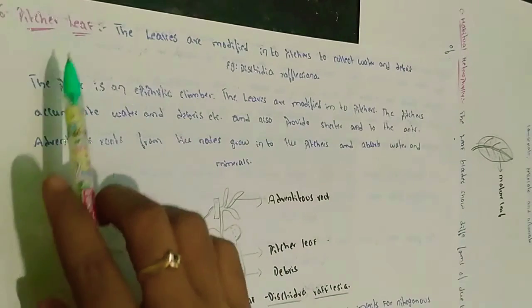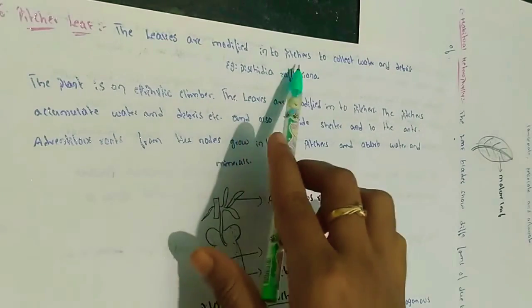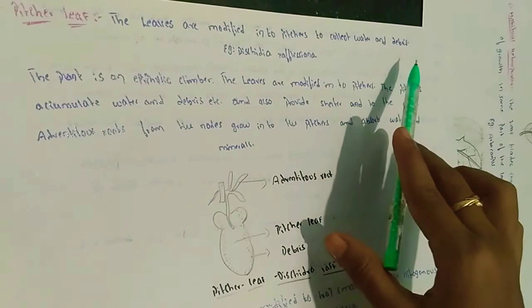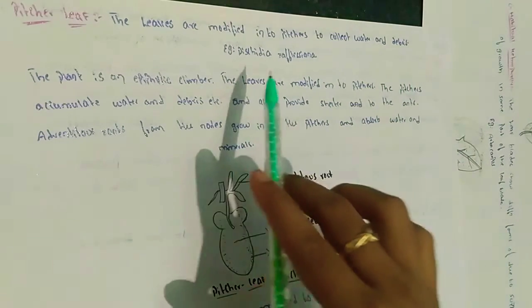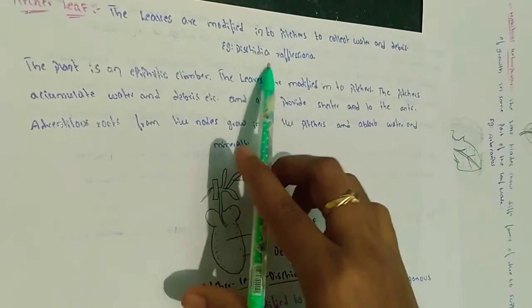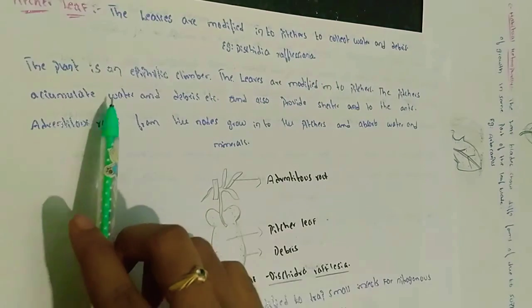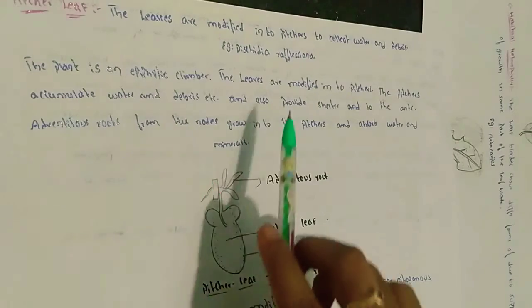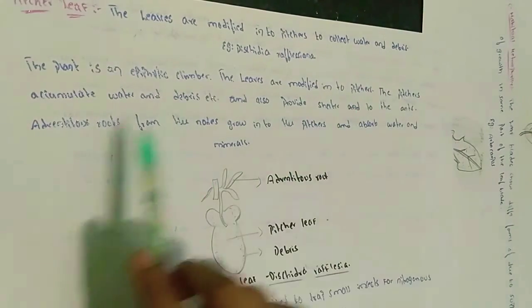Sixth type, pitcher leaf. The leaves are modified into pitchers to collect water and debris. Debris means small pieces of dead and decayed matter. Example, Dischidia rafflesiana. The plant is an epiphytic climber. Epiphytic means organisms which grow on another plant. The leaves are modified into pitchers. The pitchers accumulate water and debris.